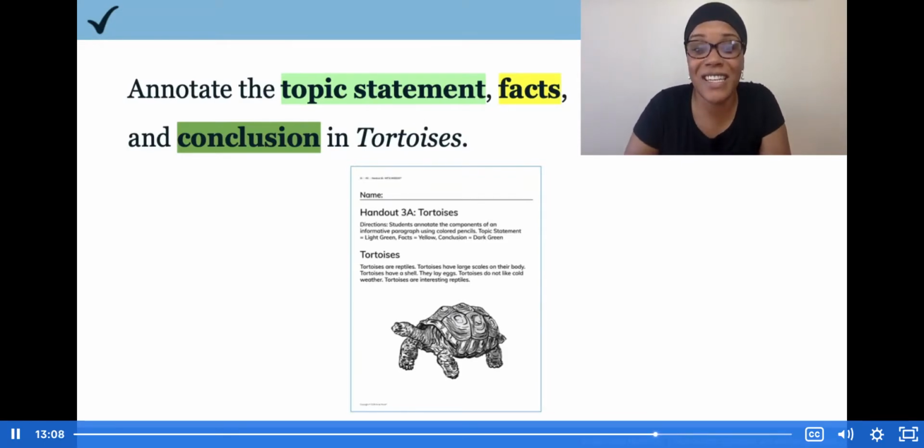All right, now let's annotate together. What's the topic statement of this paragraph? Remember, the topic statement tells about the topic of the paragraph. So it tells you what the paragraph will be about. Oftentimes, it's the first sentence, but not always. The important thing is to pay attention to what the sentence is about. So, how did you determine the topic statement? Now, I want you to annotate the topic statement with a light green crayon or marker or colored pencil.